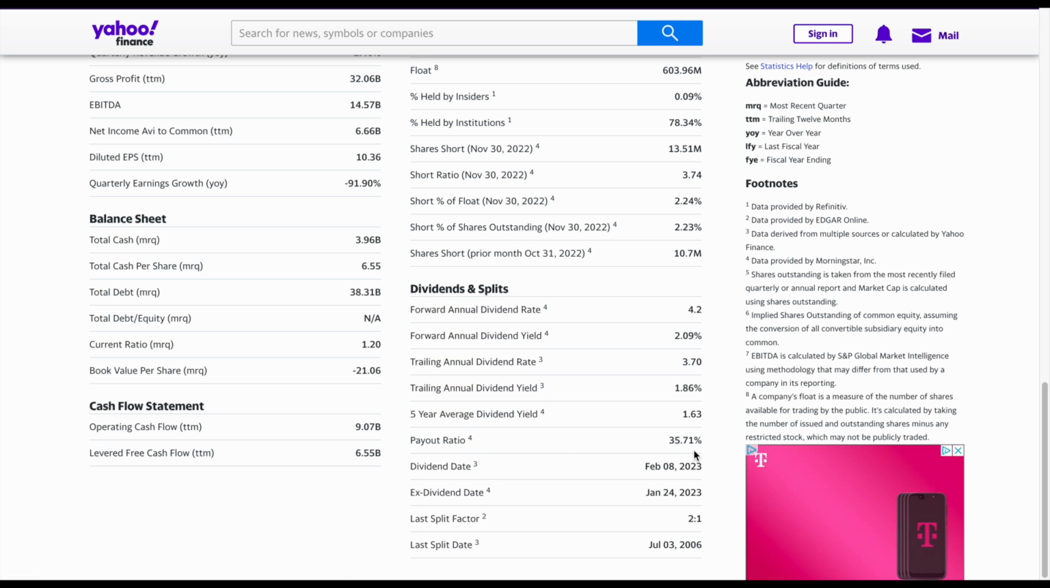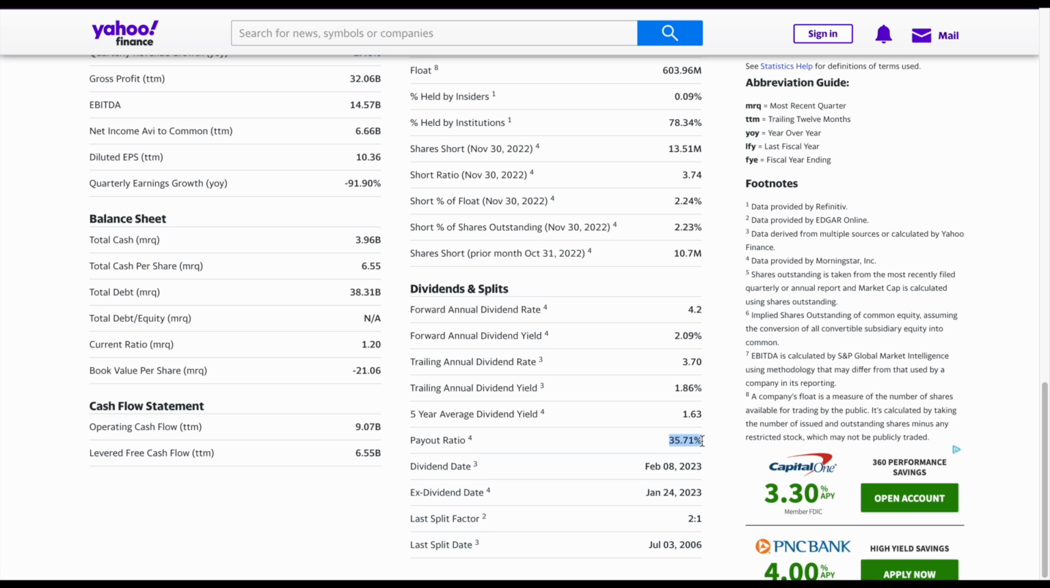This is one of the most important metrics you can look at for any dividend stock, and essentially it's going to show the percentage of a company's earnings paid out as dividends to shareholders. So what exactly does that mean? It's going to show the amount of their earnings that was paid out in dividends. So we can see for Lowe's, it was around 35.71%. So that is a very healthy payout ratio.